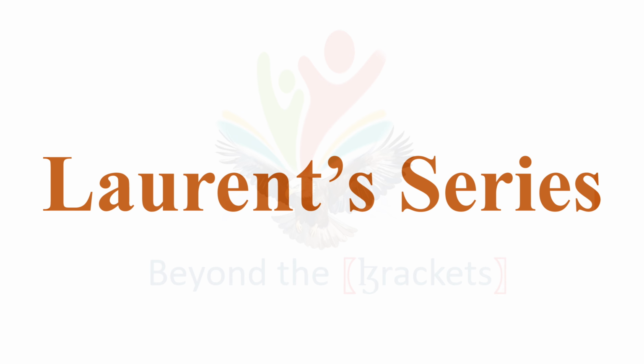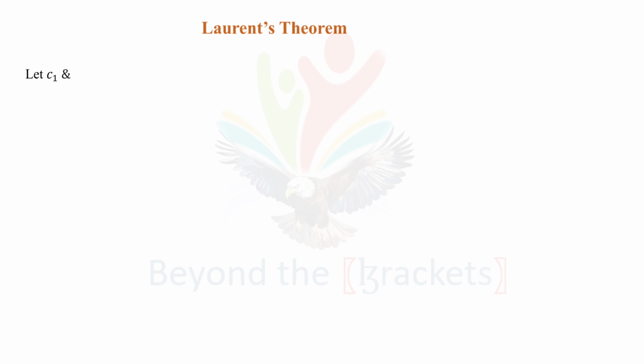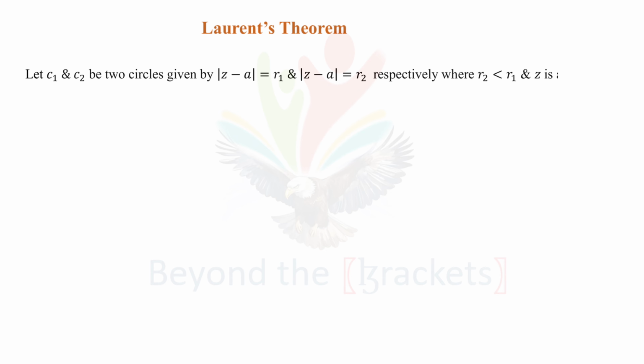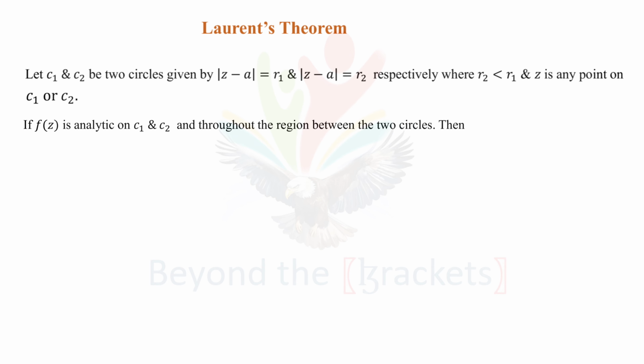Today, let's look into Laurent series. Let C1 and C2 be any two circles centered at A with radii R1 and R2 respectively, where R2 is less than R1. Let Z be any point in the region between the two circles. If f of Z is analytic on C1 and C2 and throughout the region between them, then this expansion is called the Laurent series of f of Z.